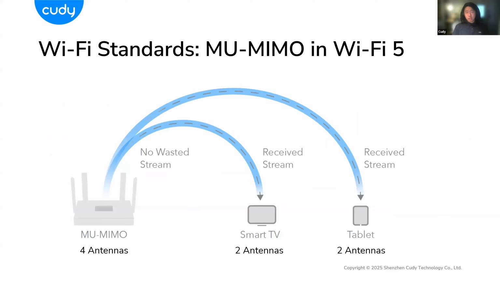And I'd like to introduce some core technology in each recent Wi-Fi standard iteration. So in Wi-Fi 5, which was released around 2011 or 2012, MU-MIMO is its core technology, which allows one router to.